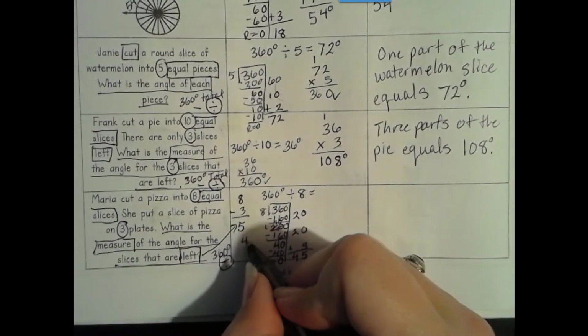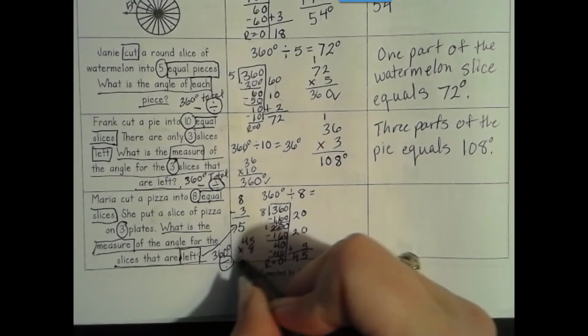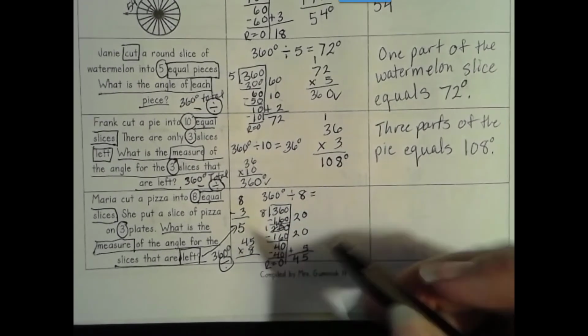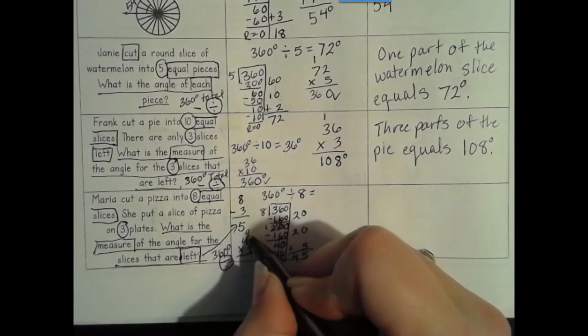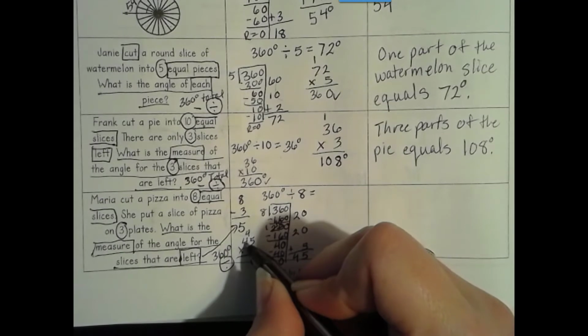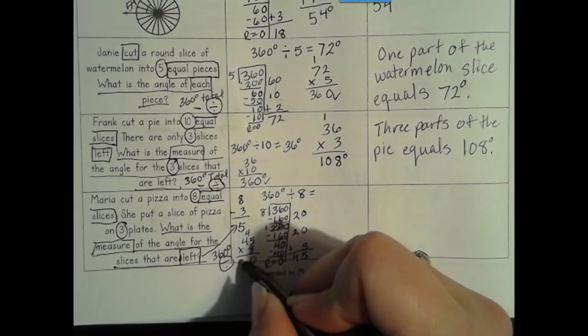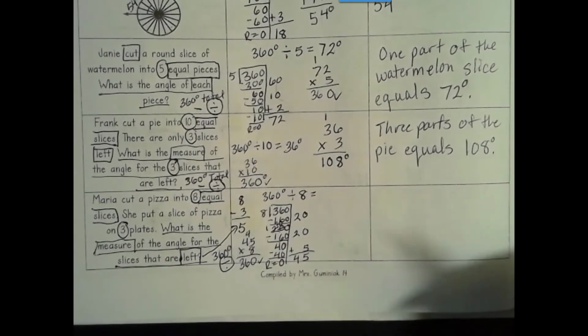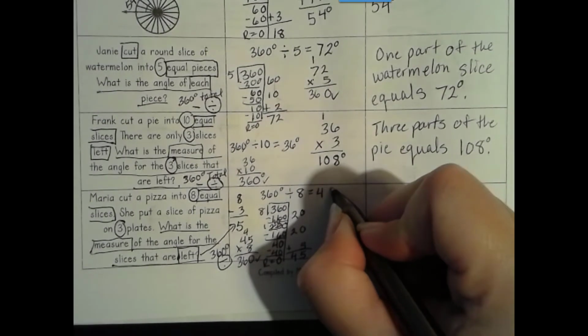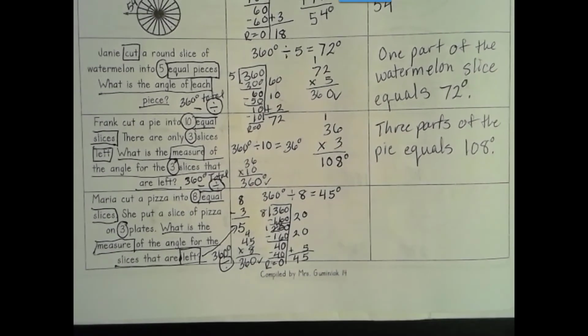So I'm going to check 45 times 8, because it's divisor times quotient, 8 times 5 is 40. 8 groups of 4 tens is 32 tens plus 4 more is 36. So that checks. And so each of those pieces of pizza is a 45-degree angle.